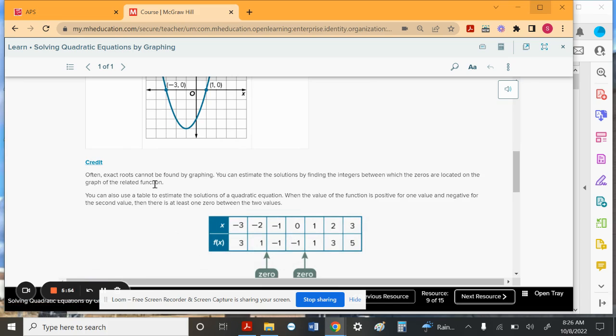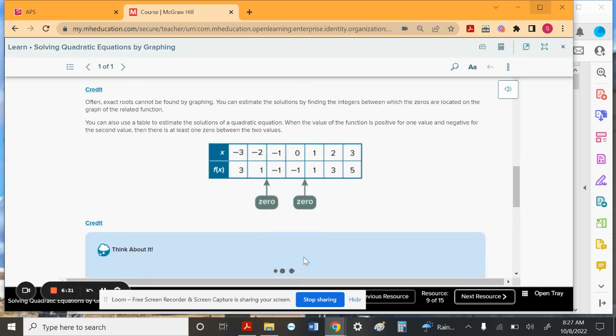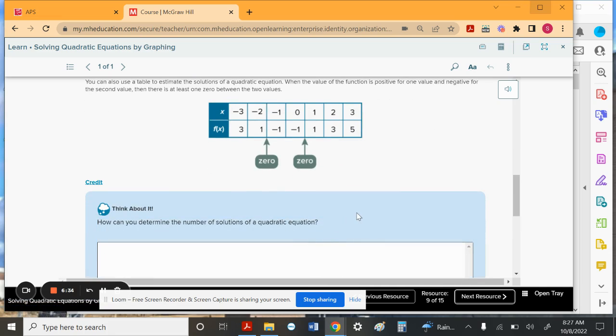Notice it says that exact roots sometimes can't be found. In this case, if we have our function of x, remember, of course, our y value is always 0 where we find the roots or the x-intercepts. If we were given a table and we didn't have a 0, we know that a 0 has to be between 1 and -1 because it has to cross over the x-axis at that point, and then it has to cross back over the x-axis. If it's a parabola, it has to cross back over the x-axis in that case. So we would have a 0 somewhere here and a 0 somewhere here, and we would estimate those as we're going through.